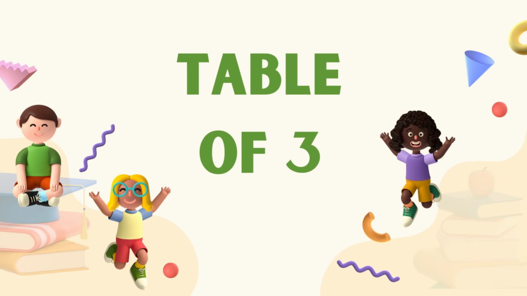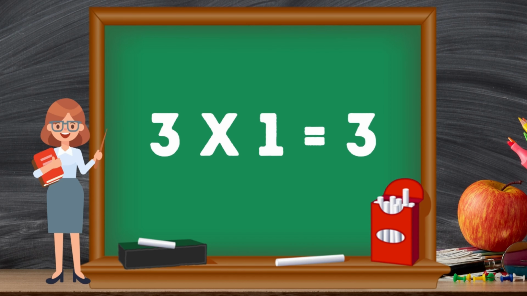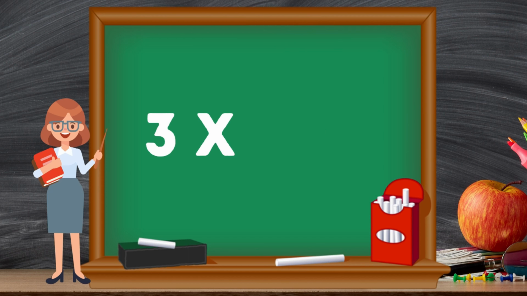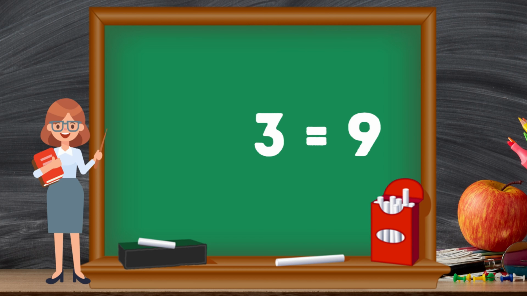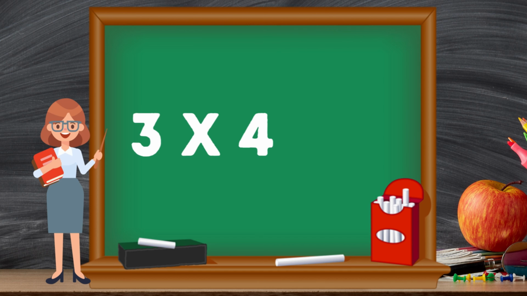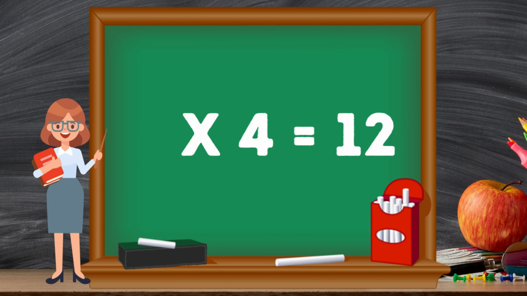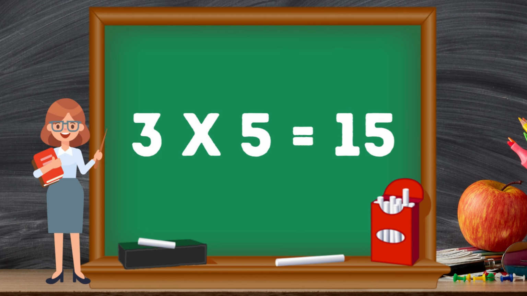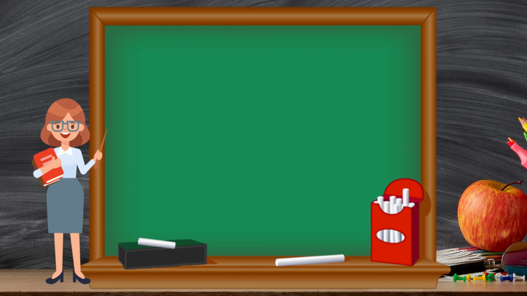Let's revise. 3 1's are 3. 3 2's are 6. 3 3's are 9. 3 4's are 12. 3 5's are 15. 3 6's are 18.